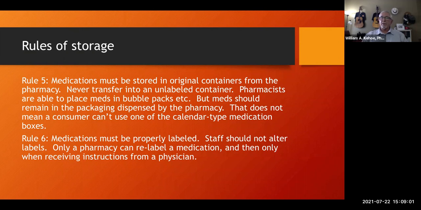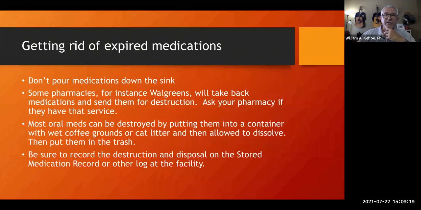Now, can you use med packs that you buy? Yes, if somebody helps. We have some consumers that have some compliance aids where medications are put in there, but you have to be very careful. You don't put all their meds in there with that. So again, medications have to be labeled properly.